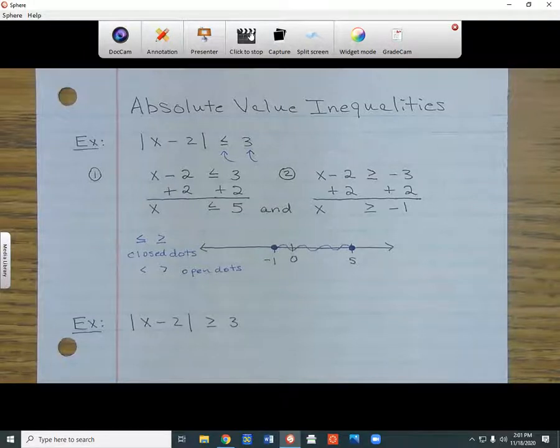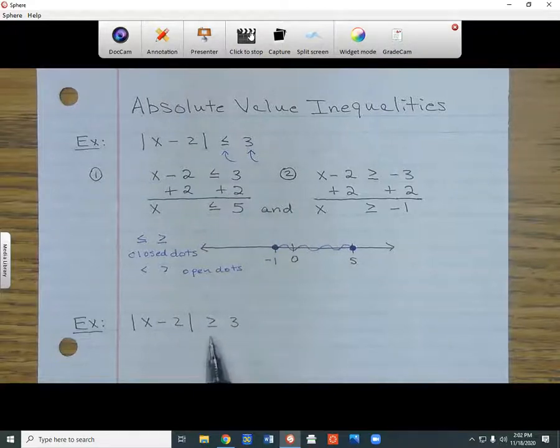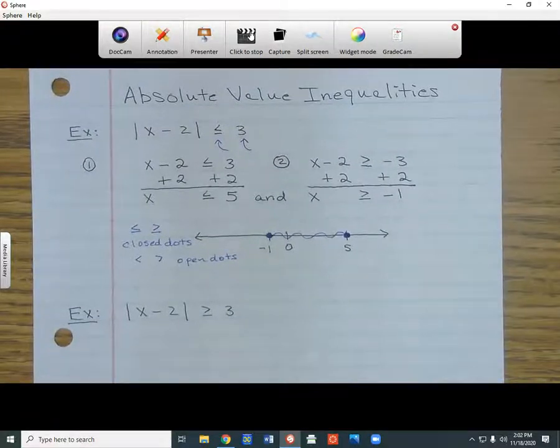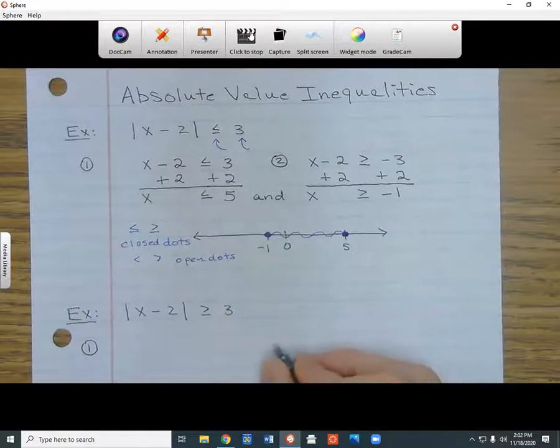So continuing where I left off in my absolute value inequalities video, what I wanted to do this time was an example where instead of having a less than or equal to sign, I wanted to use a greater than or equal to sign and show you what that solution is going to look like. So like before, we're going to have two different solutions. So I'm going to write down my number 1 right here, and I'm going to write down my second solution over here.